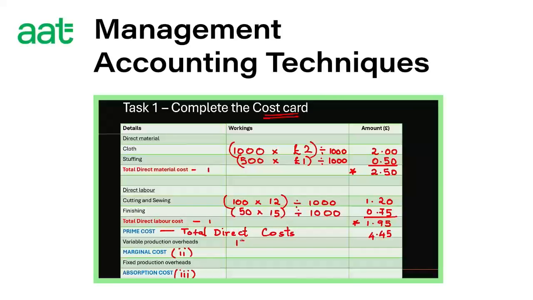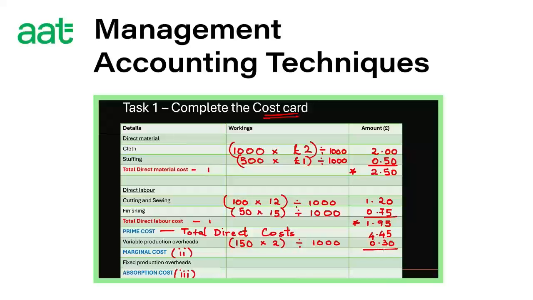Now, students tend to forget and get confused and think, why am I taking labor hours? Just go with what it says. Sometimes it works, trust me. Divided by 1,000, that gives us 30p for variable production overheads.